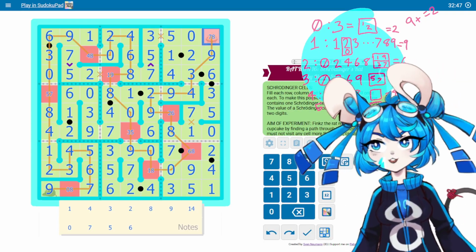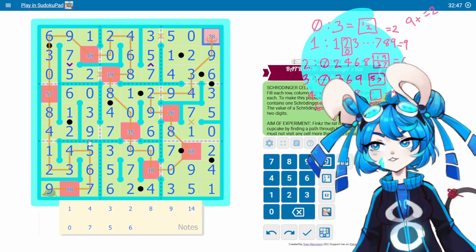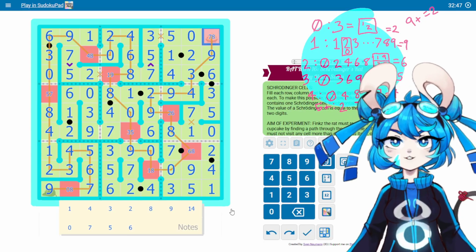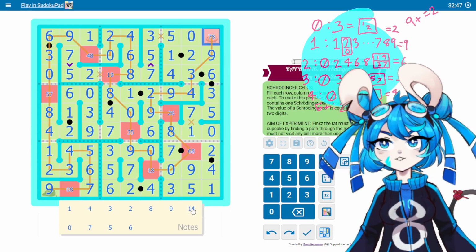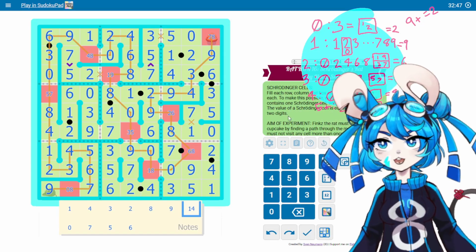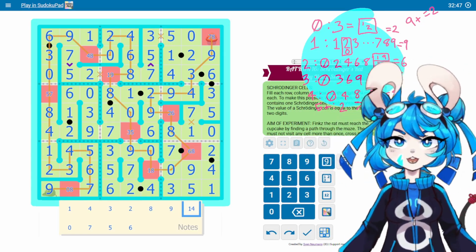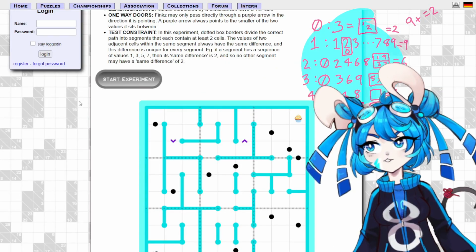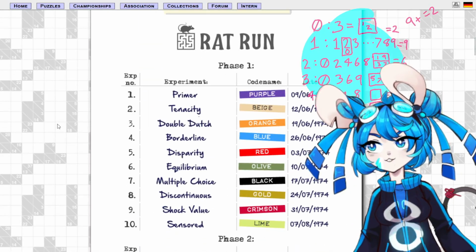That was actually the cleanest solve I've had in quite a few days. I like this one a lot. I like the difference of 14 down here. That was funny. And I'm glad I went over the details beforehand too. That helped a lot.